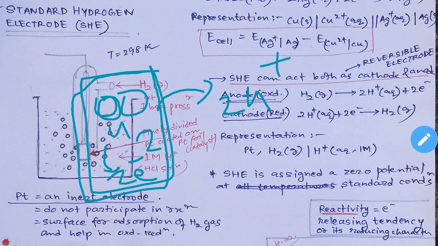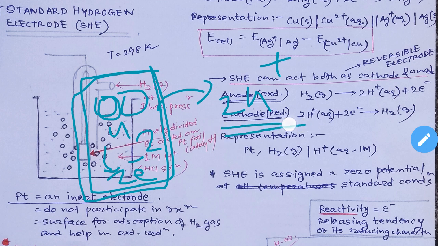Okay, and hence this oxidation of H2 is taking place, because H2 is getting oxidized to H plus ion, giving out the two electrons. So this is the process of oxidation. And we know that oxidation will take place at the anode.